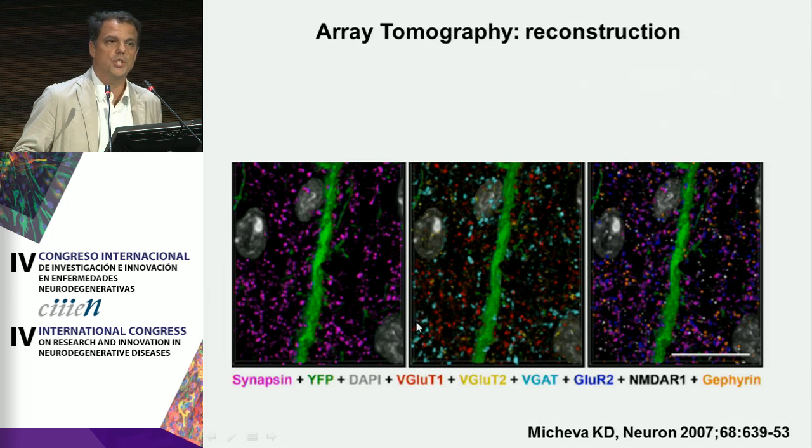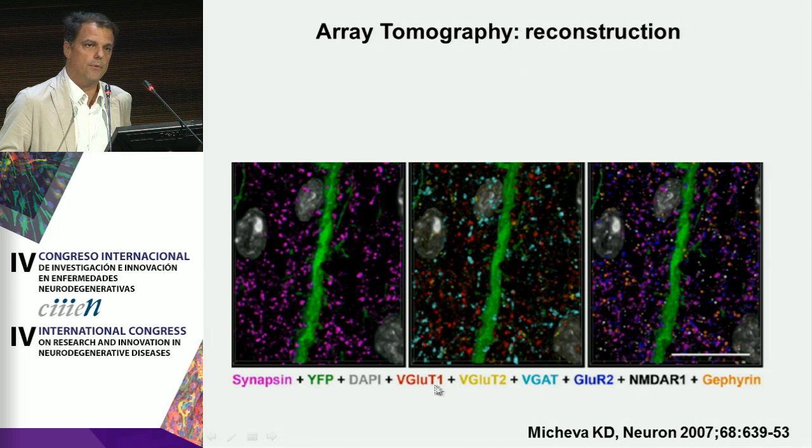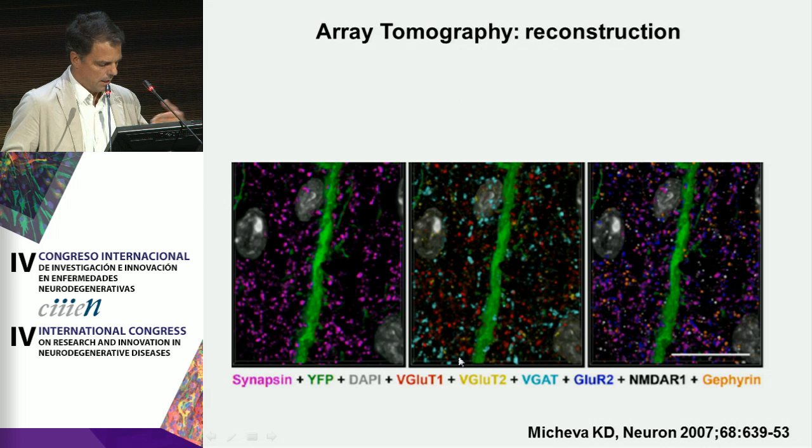This is the original image from the original paper from Micheva at Stanford. They were able to image 17 different synaptic markers by using different serial rounds of staining and stripping. And you get these beautiful images. This is a mouse model expressing YFP. Here you can see the axon in green, and then you can see the different synaptic markers around.